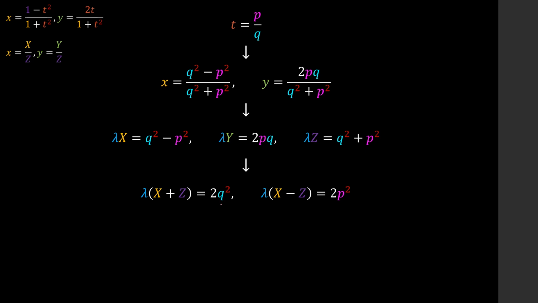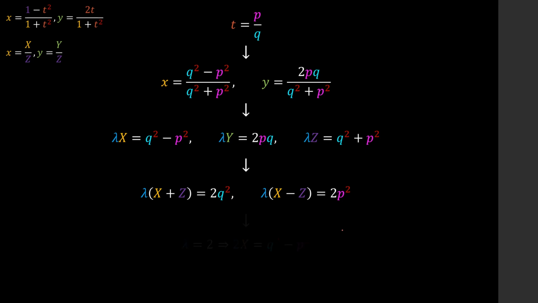But if lambda divides q, then q is going to divide p, right? Because lambda divides q here, and we've got lambda in here, so q and p would have a common divisor. Lambda divides q, but it also divides 2p squared. So what we actually need is for lambda to divide 2. It can't divide q squared, and it can't divide p squared, because then we'd have common terms, right? So it has to divide 2.